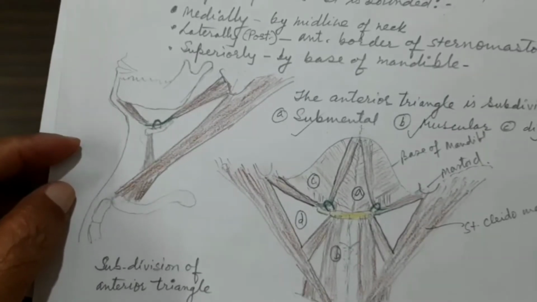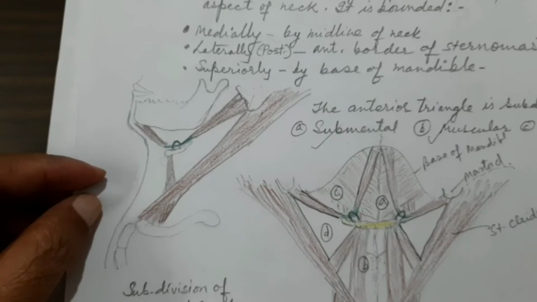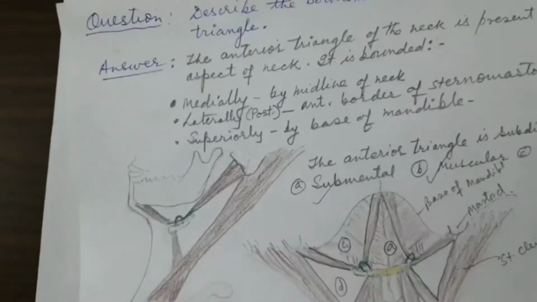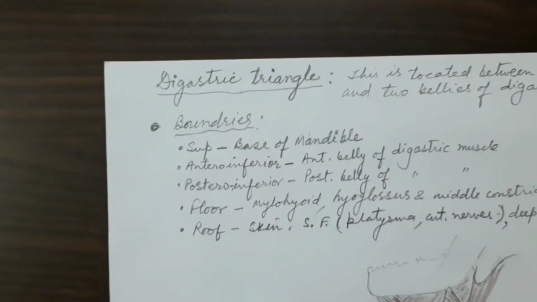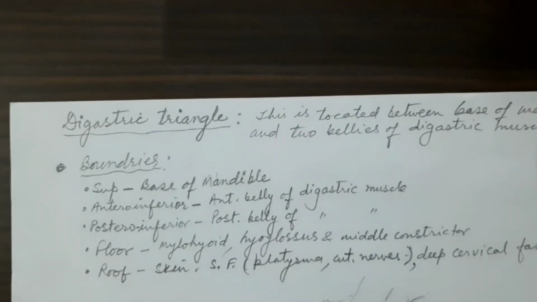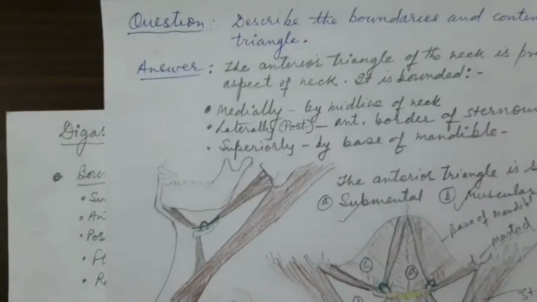Let us go to the digastric triangle, which I will describe in a little more detail. Okay, and in the next video we will go to the carotid triangle. So now I am coming on to the digastric triangle. What is the digastric triangle? Okay, we have seen the digastric triangle. This is located between the base of the mandible and the two bellies, anterior and posterior belly of the digastric.